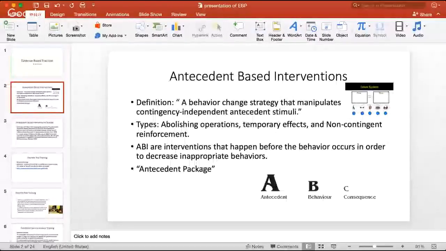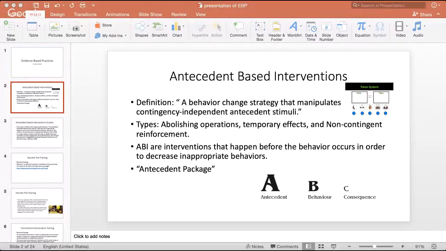The ones I chose were from different packages for each evidence-based procedure, and I chose one from each package, so it was a broad spectrum of different evidence-based procedures. I made sure I hit every package so the parents can get an idea of each one. The first one I chose was an antecedent-based intervention.